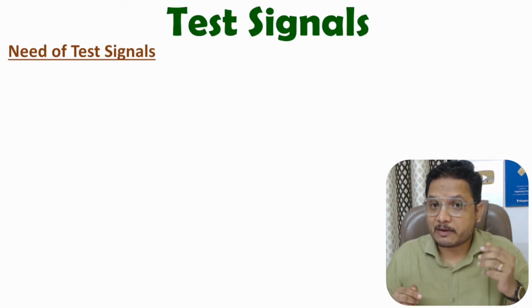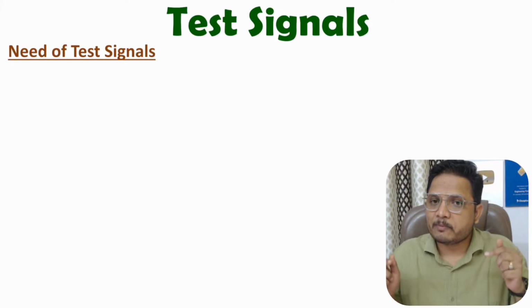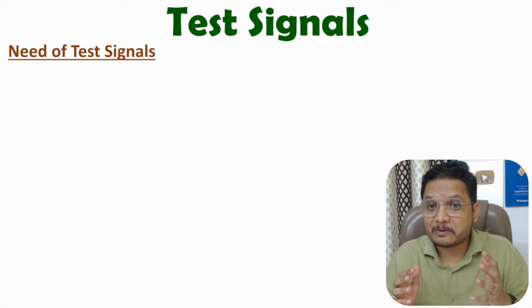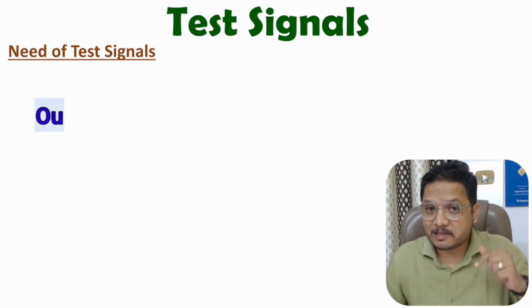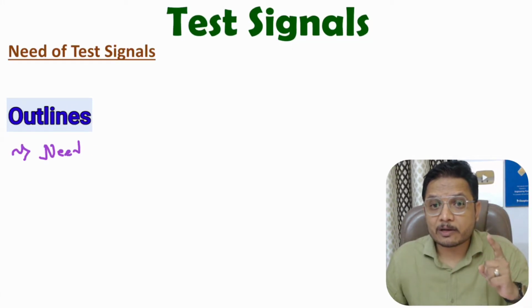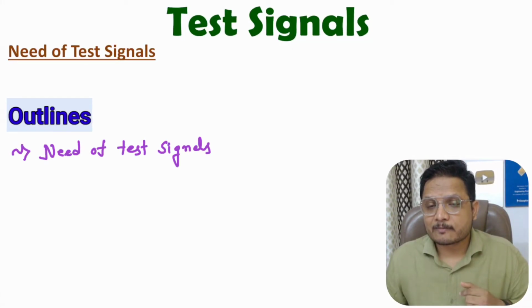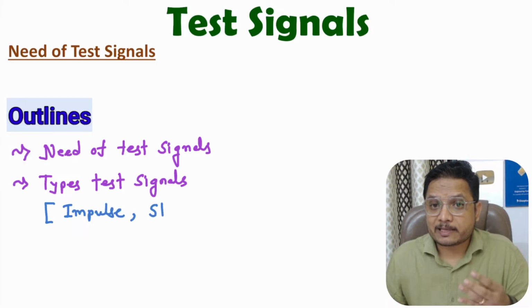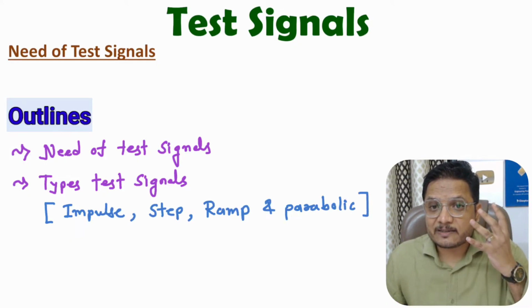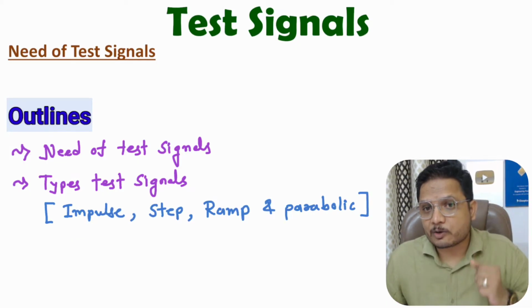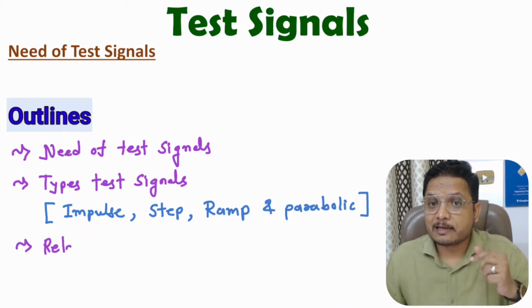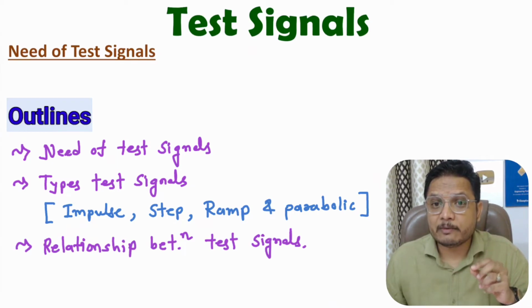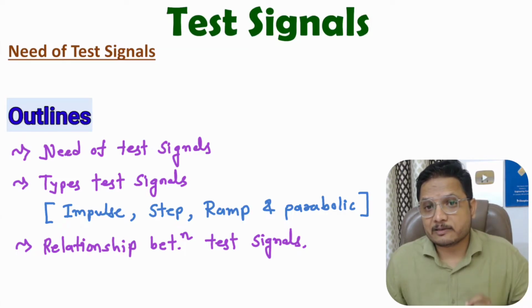In this video, I will explain test signals with great clarity. Before I start with my explanation, let me tell you the outline of this video. First of all, I will discuss the need of test signals. After that, I will discuss different types of test signals. After that, I will explain four major test signals which we use in control systems. And at last, I will explain the relationship between those four major test signals.